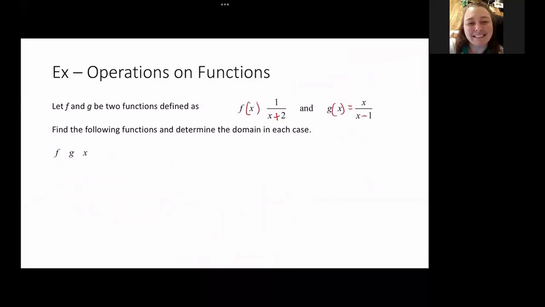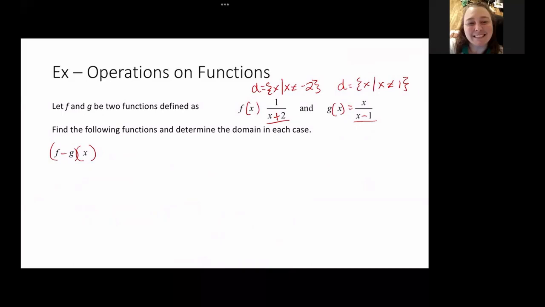Now let's subtract them and see what happens. Now remember again, this domain is all x, such that x cannot be equal to minus 2. This domain is all x, such that x cannot be equal to 1, because we can't have these bottoms be 0.